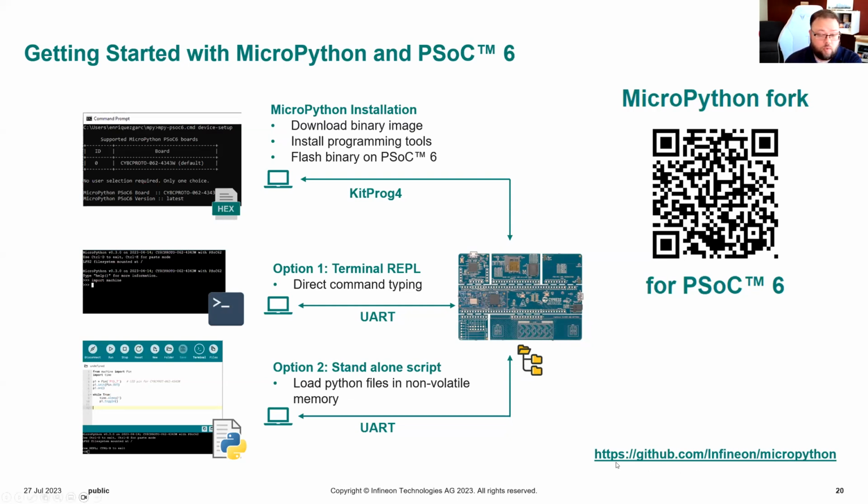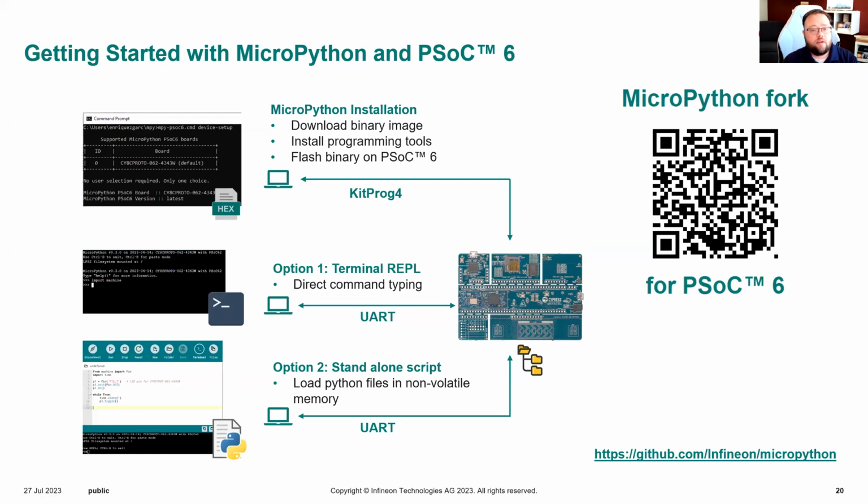Again, the QR code will take you here. I also have the URLs down here, and once you get a copy of the presentation, you can use those. Our steps are going to be, first we need to download MicroPython onto our device itself. There is an image that's already prepared for this particular board, and we flash that image using the programming tools onto the PSoC 6 device.